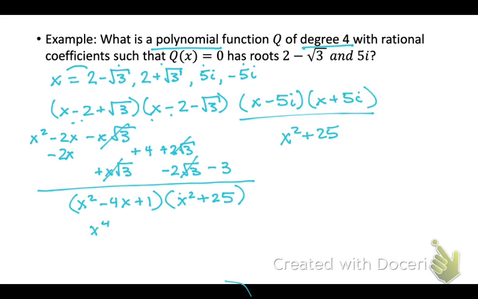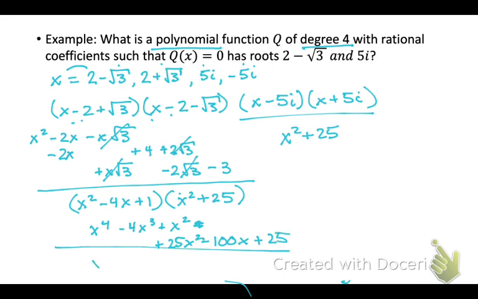So x to the 4th minus 4x cubed plus x squared plus 25x squared minus 100x. You guys, I'm still recording. Minus 100x plus 25. So good. x to the 4th minus 4x cubed plus 26x squared minus 100x plus 25.